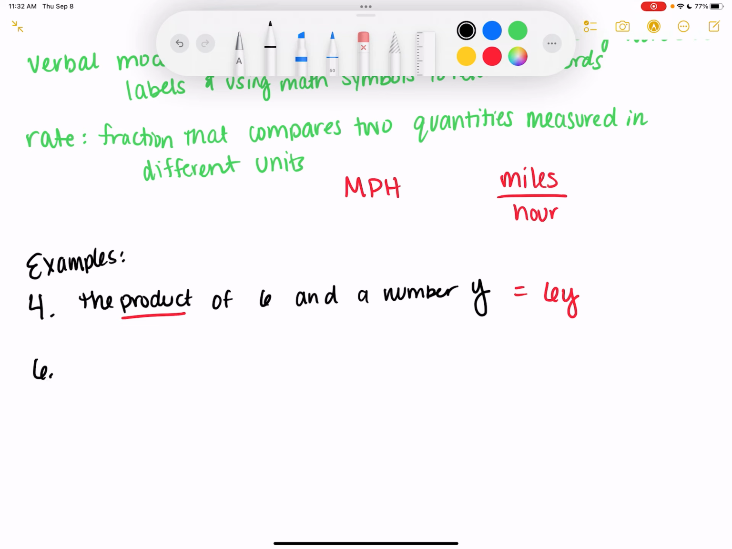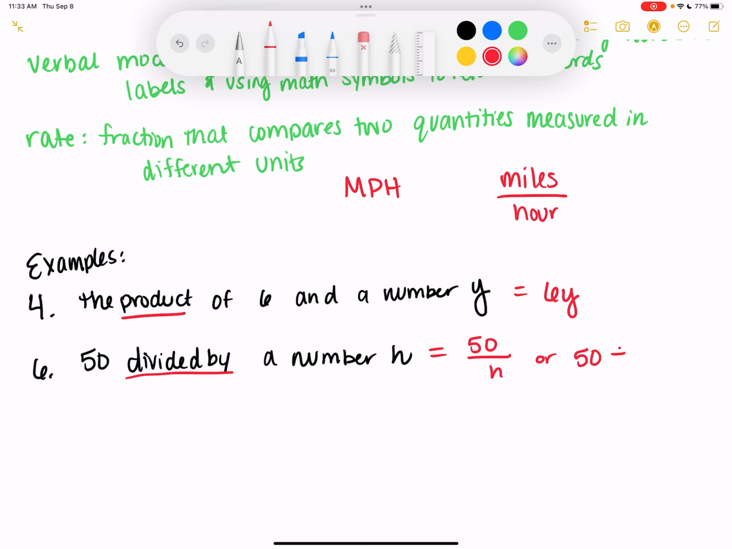Let's see, number 6. 50 divided by a number h. So which operation are we using here and what gives it away? Divided by, division. Yep. And so what would we have here then? Or what would our written in like numbers and letters be rather than words? 50 divided by h. Okay. Yep. So we could do it as 50 and the fraction bar h, or you can also do it 50 divided by h. Either way would be fine.